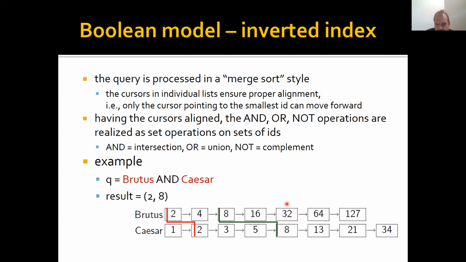So this merge sort evaluation of the Boolean query is the way to bypass the bit operations, basically using the compacted representation of the term vectors here.